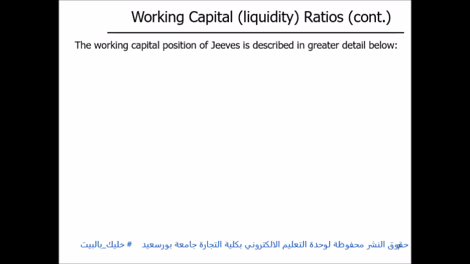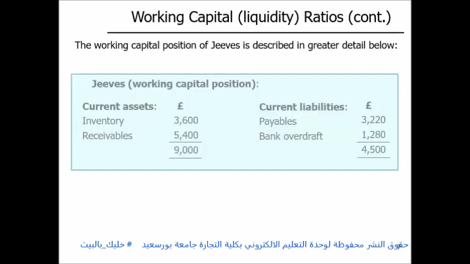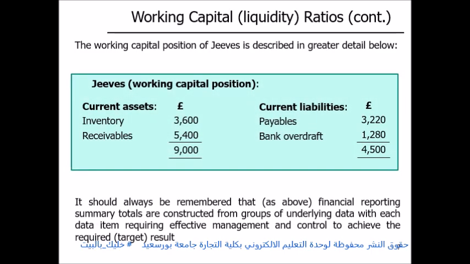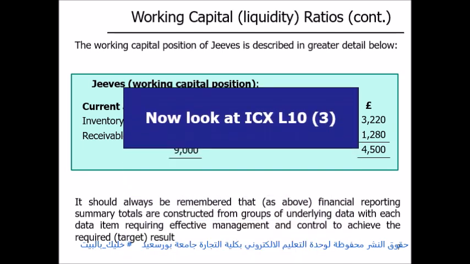In-class exercise 3: given the current assets and the current liabilities, you are required to calculate the current ratio and the quick ratio and comment on your results. Don't forget to comment on the results for every ratio. It should always be remembered that financial reporting summary totals are constructed from groups of underlying data, with each data item requiring effective management and control to achieve the required results. Let's move now to in-class exercise 3 using this data.